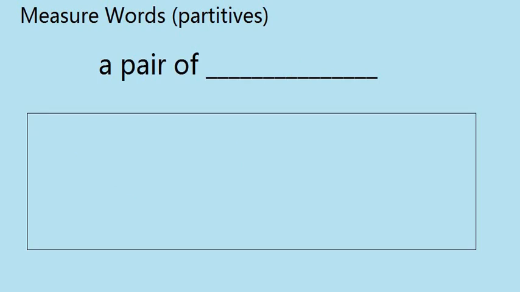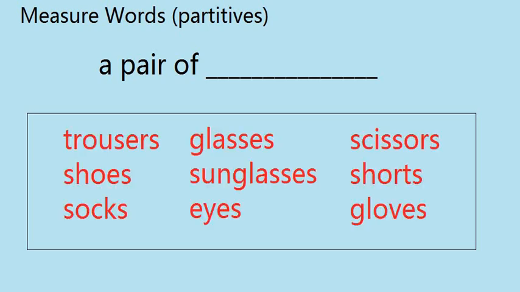Let's see another one. How about a pair of something? So here pair is the partitive, this is the measure word, and it means two. And so for the blank we're looking for things that normally come in twos. A pair of. What are your ideas for this one? Let's have a look. A pair of trousers, a pair of shoes, a pair of socks. A pair of glasses or sunglasses, a pair of eyes. You can also have a pair of scissors, a pair of shorts, or a pair of gloves.